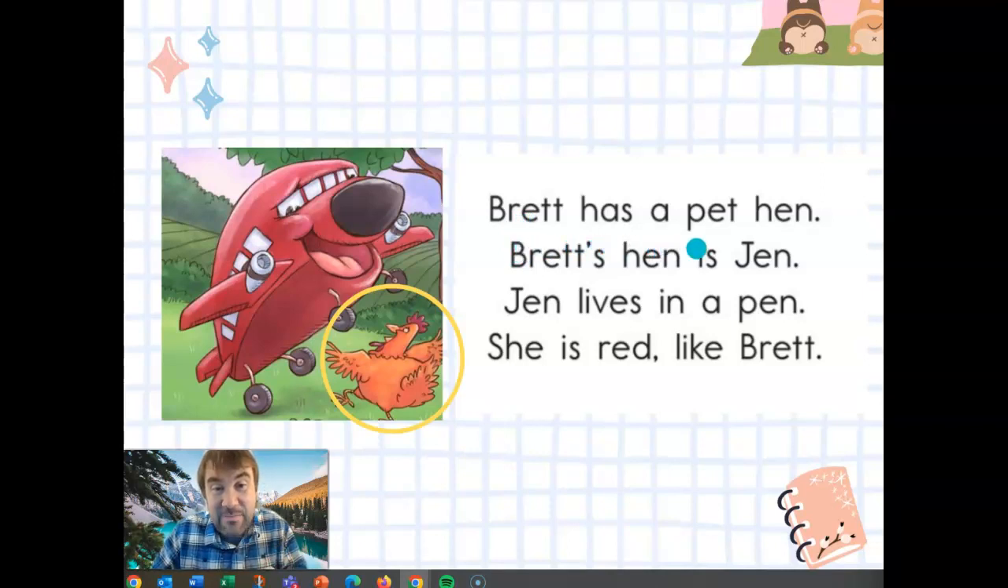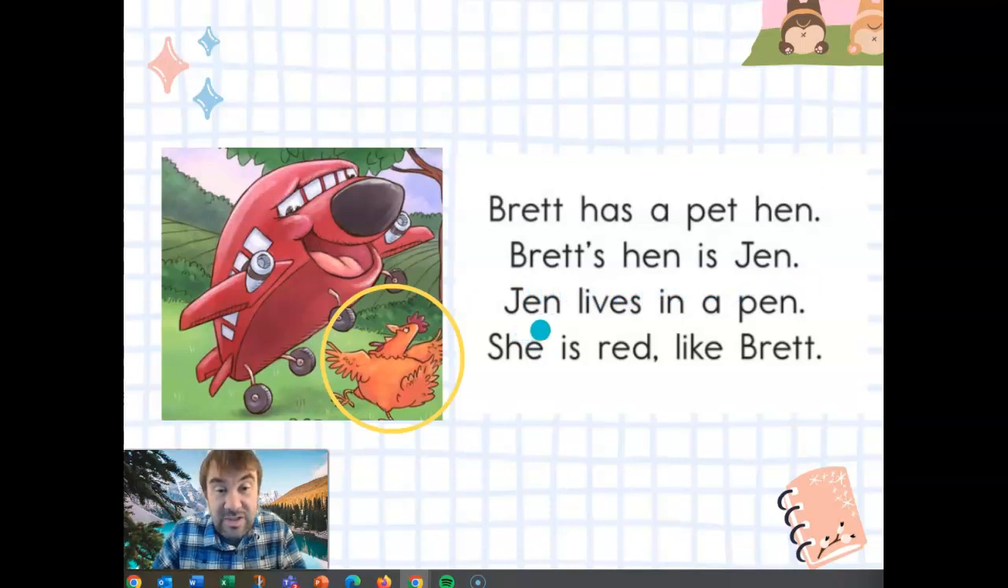Brett has a pet hen. Can you guys read that with me? Brett has a pet hen. And then the next sentence, I'll read, Brett's hen is Jen. And here's the hen over here, kind of like a chicken. Read that with me. Brett's hen is Jen.